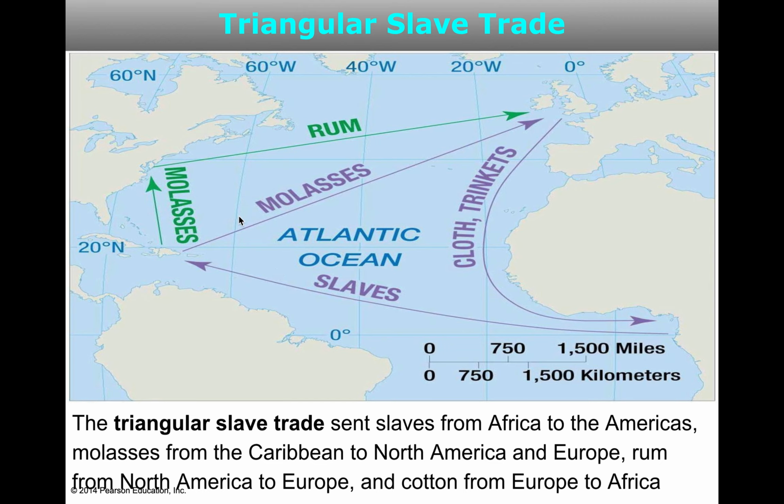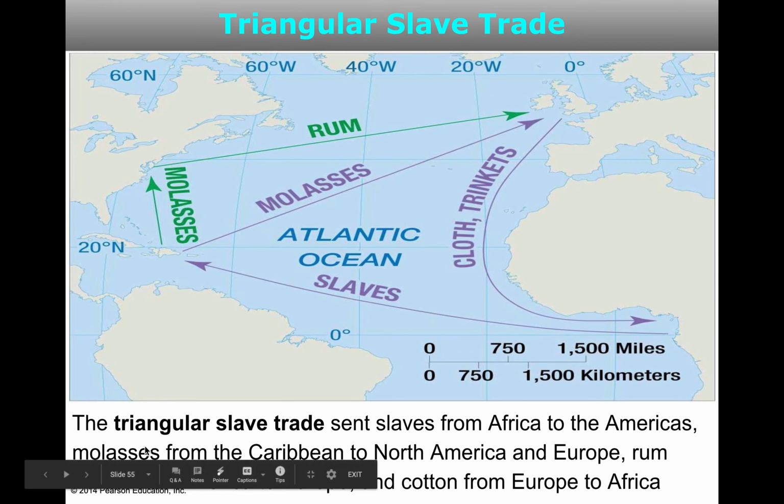This movement of slavery happened at high levels up until 1808 when slavery was banned, but slaves still continued to come across even though it was banned in 1808.